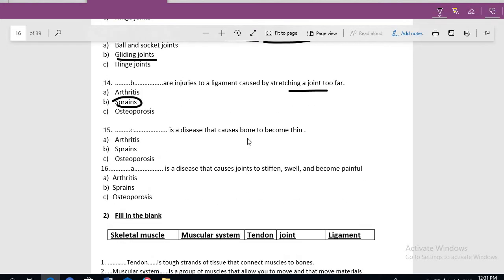It's a disease that causes bones to become thin, called osteoporosis. Osteoporosis is the disease which causes bones to become thin. This is a disease, not an injury.